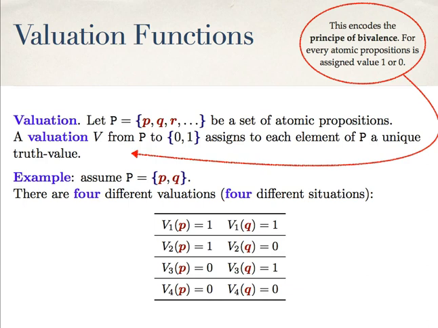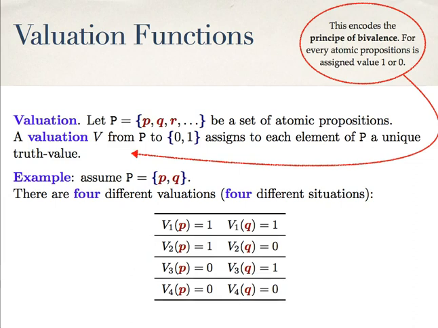Let's see now an example of a valuation function V for the atomic propositions P and Q. There are actually 4 possible valuation functions that we can define for two atomic propositions P and Q. So we have the first one, in which we assign 1 to both P and Q. The second possibility, the valuation function V2, is to assign 1 to P and 0 to Q. There is also a third possibility in which we assign 0 to P and 1 to Q. And then there is a fourth possibility in which the valuation function assigns 0 to both P and Q.